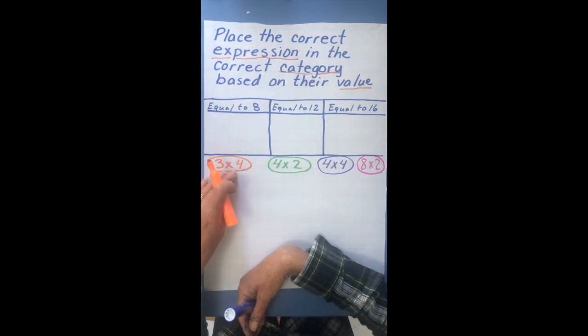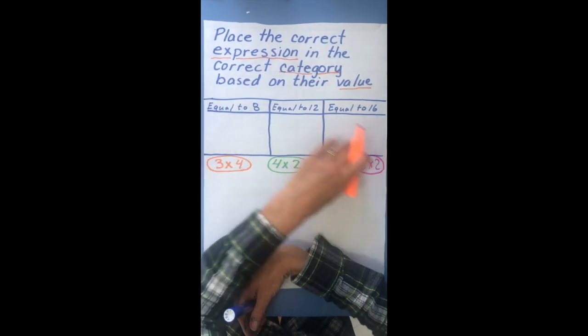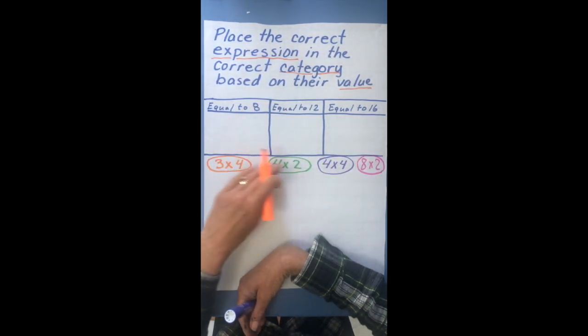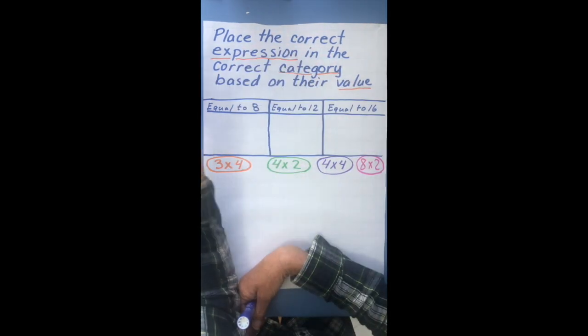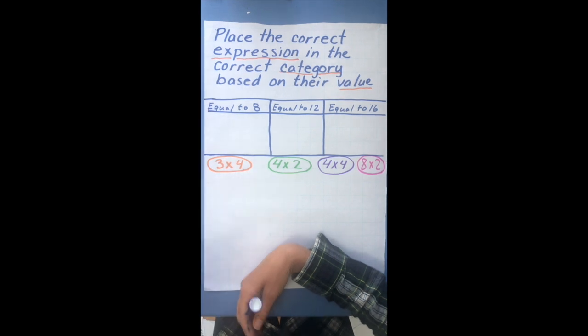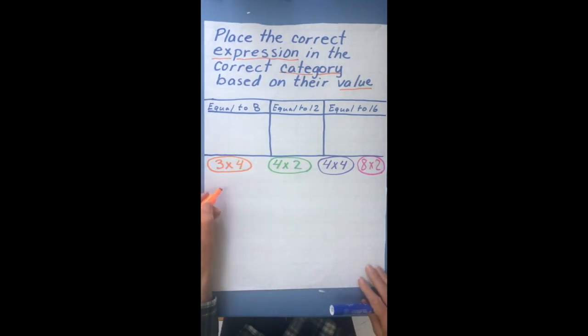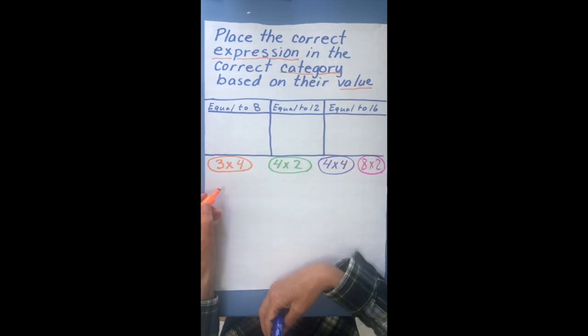Okay? It's saying which one of these is equal to 8? Which one of these is equal to 12? Which one of these is equal to 16? And the value is just their answer. Okay? So let's do this problem. I'm going to do each problem 2 different ways, and then I'm going to put them in the correct category.